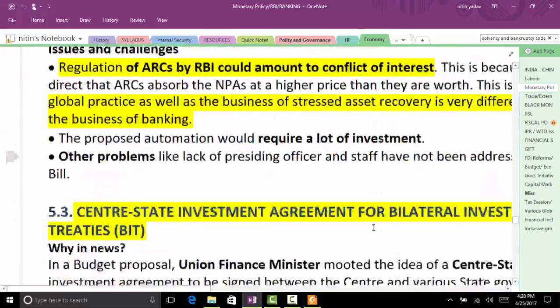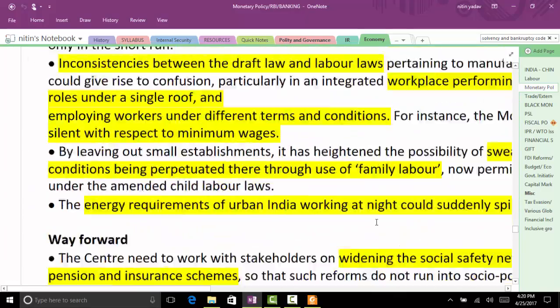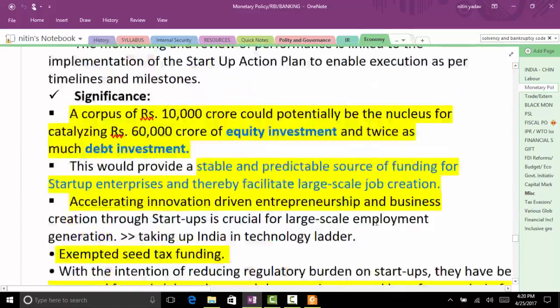So just see through it in your notes. This bankruptcy code is very important. This is for both PT and mains. It is important.